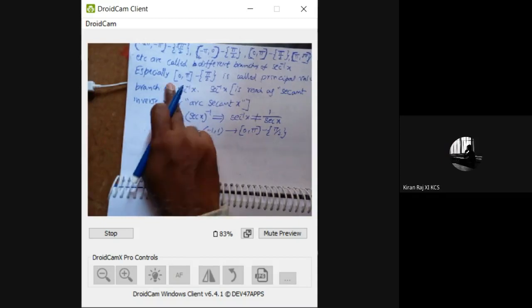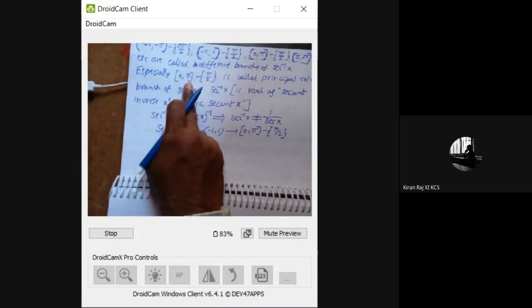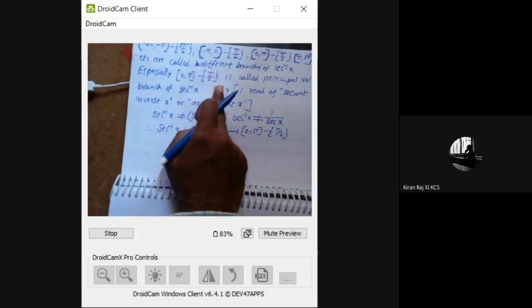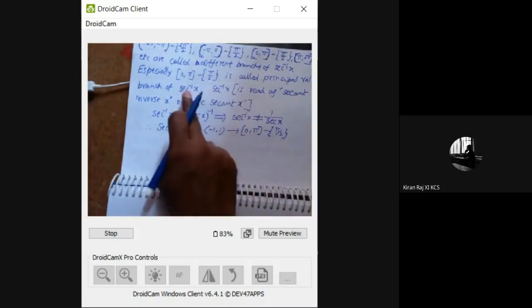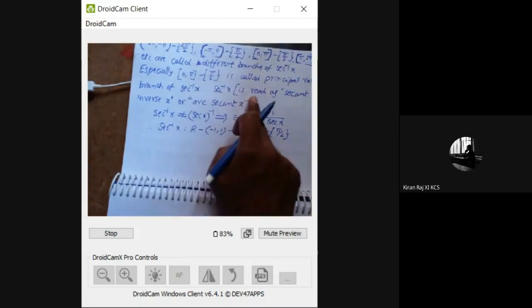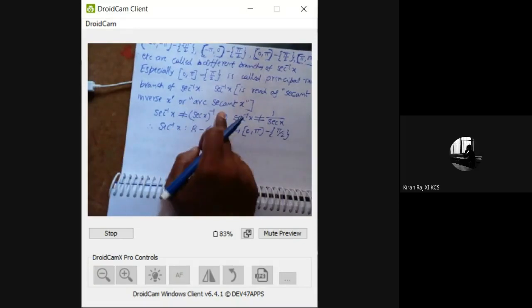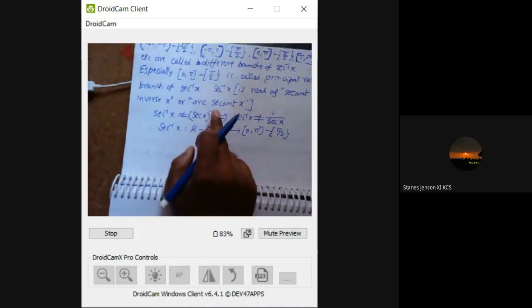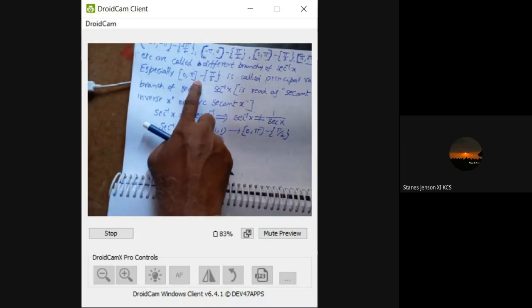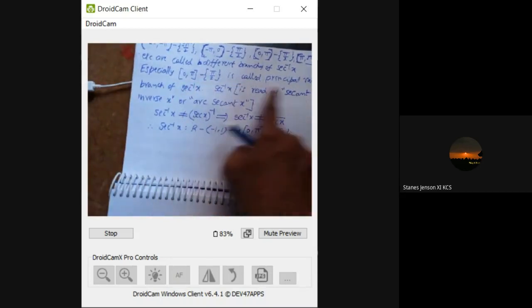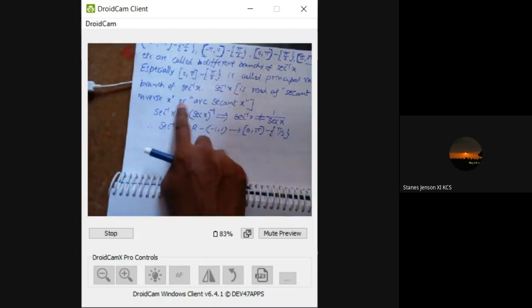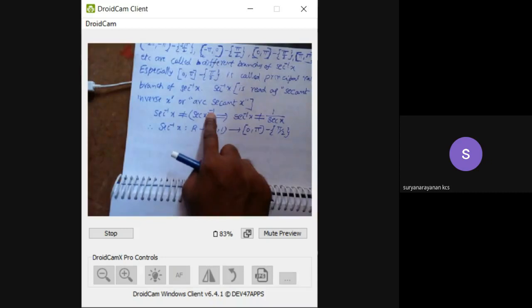Yes, sir. A closed interval of 0 comma pi minus a singleton pi by 2 is called a principal value branch of secant inverse x. It is read as secant inverse x or arc secant x. Very good, Kiran Raj. Stains Johnson. Closed interval 0 comma pi minus singleton set pi by 2 is called principal value branch of secant inverse x. This notation is also read as secant inverse x or arc secant x. Very good, my dear Stains Johnson.